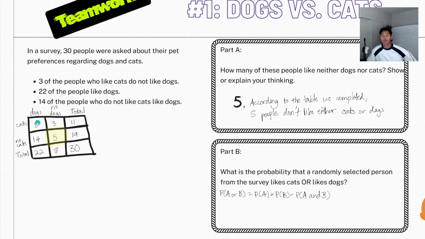I add up these three right here because these people like either or. And in this case, these guys like both, right? 14 plus 8 plus 3. Those are all the people who like either or. 14 plus 8 plus 3. Okay? I'm going to highlight that. Let's use a different color so you guys see where that comes from. This is in green. This is our OR. Right? Those people out of how many total?